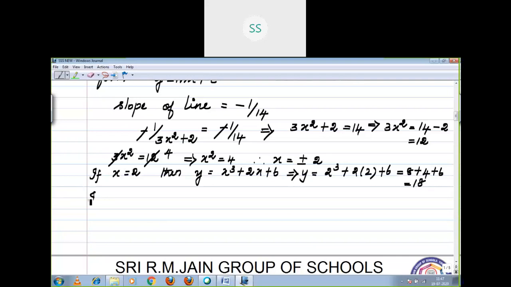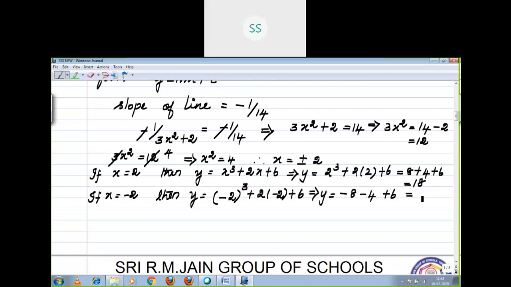Next, if x is equal to minus 2, then y is equal to minus 2 cube plus 2 into minus 2 plus 6. That means x should be replaced by minus 2, which implies y is equal to minus 8 minus 4 plus 6, which is equal to minus 6.